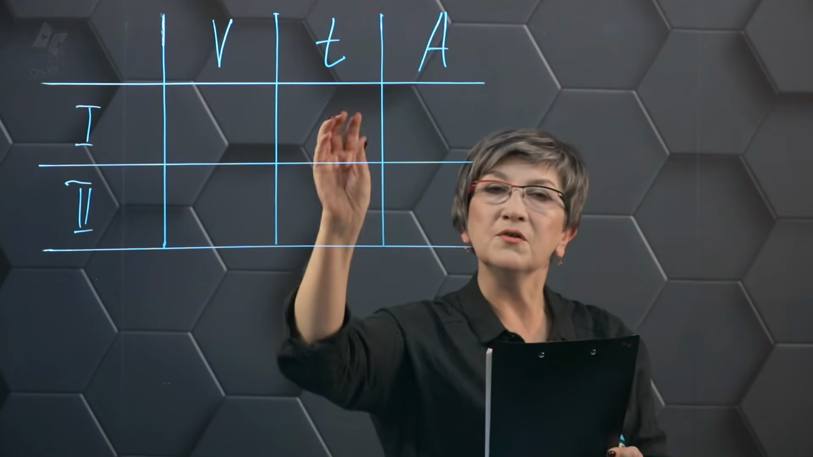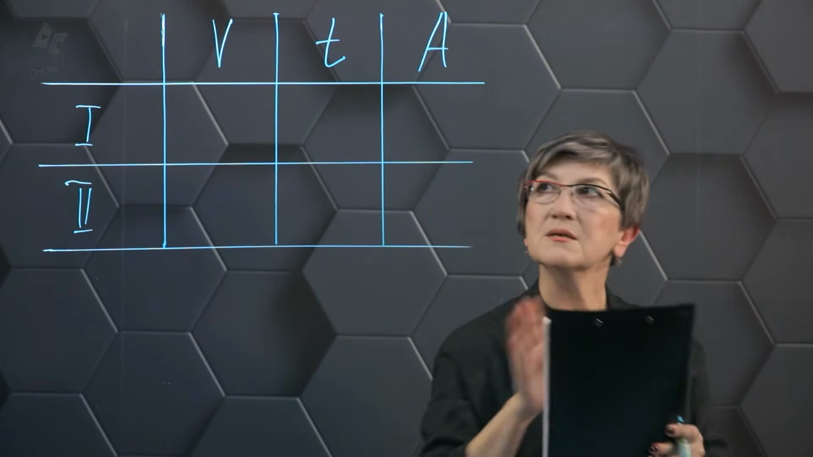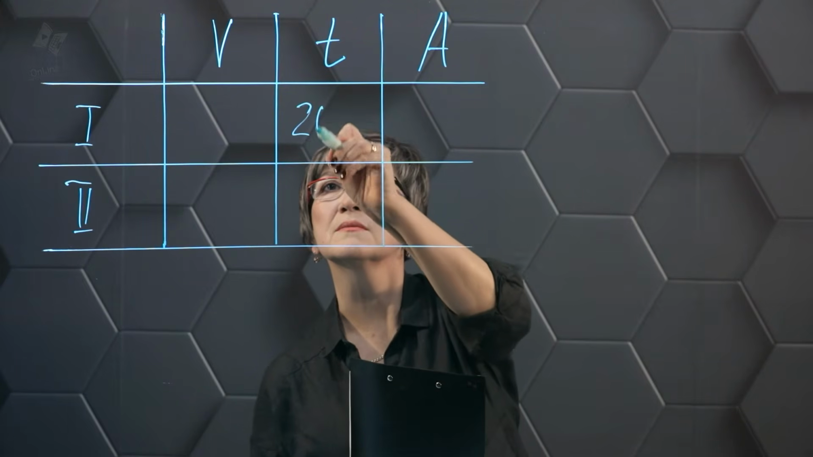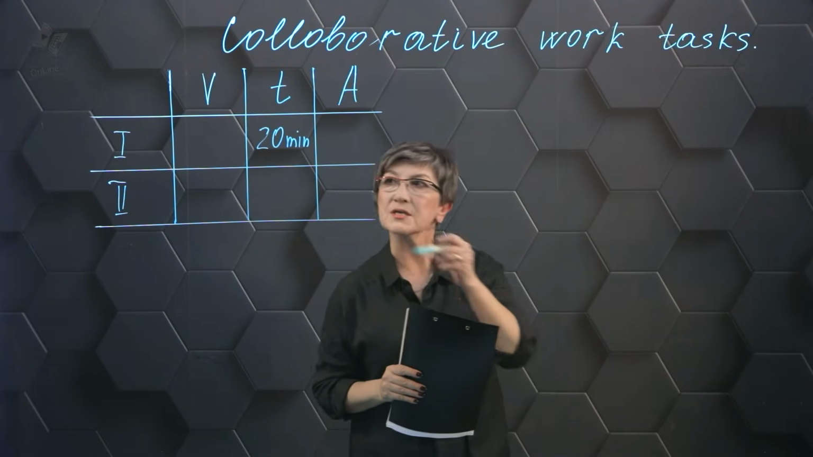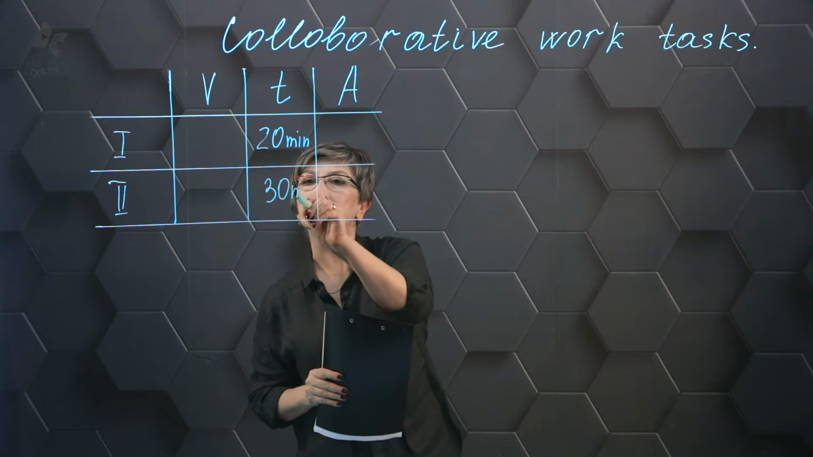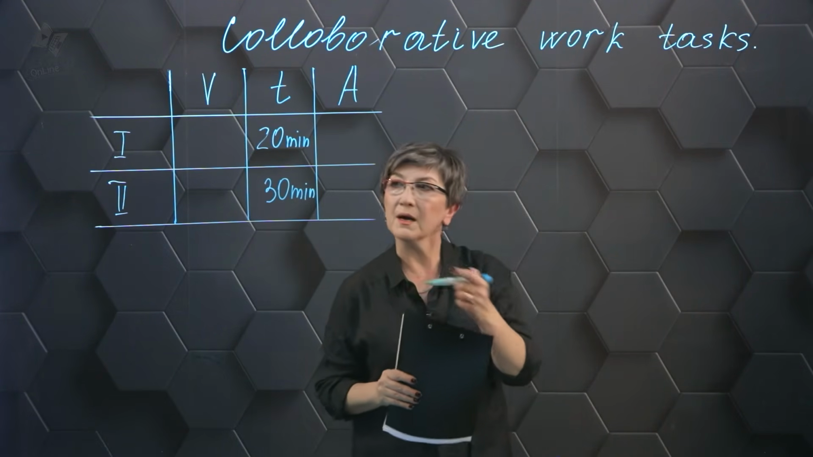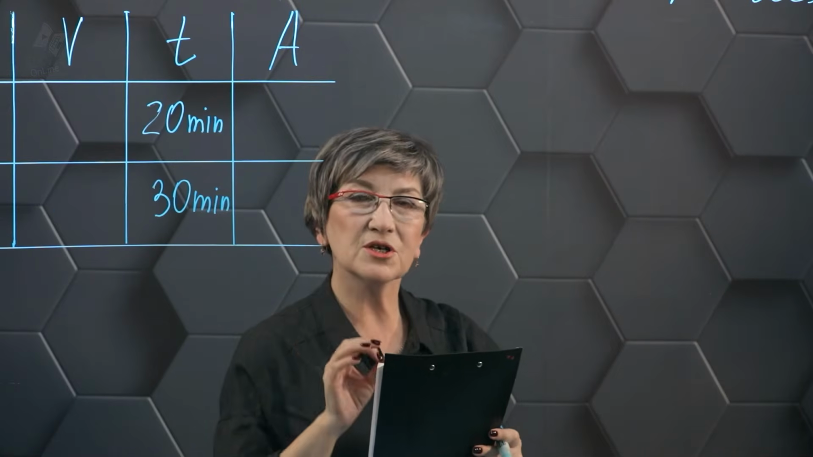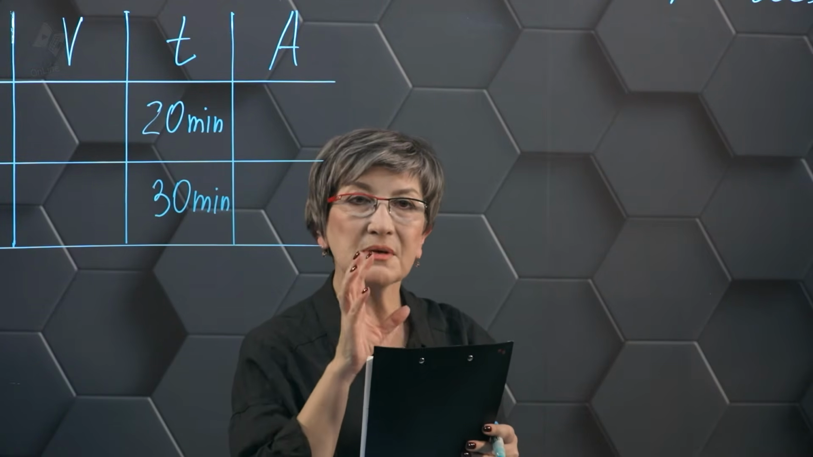In this table, we write down the conditions of the problem. The first worker paints the fence in 20 minutes. The first worker, time is 20 minutes. The second worker paints the same fence in 30 minutes. What we need to do is to calculate how long it will take them to do this job if they work together. In order to solve the problem of working together, we need to remember the formulas we wrote down in the previous lesson.